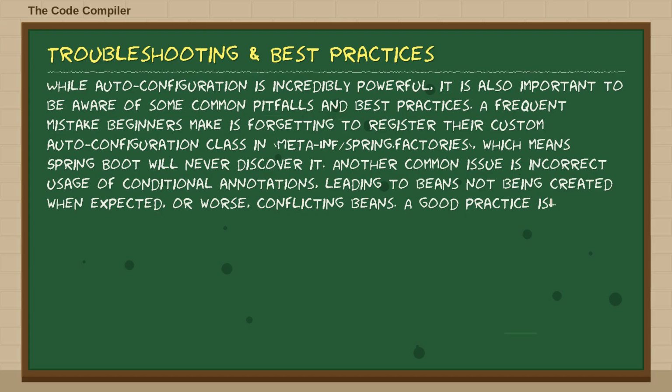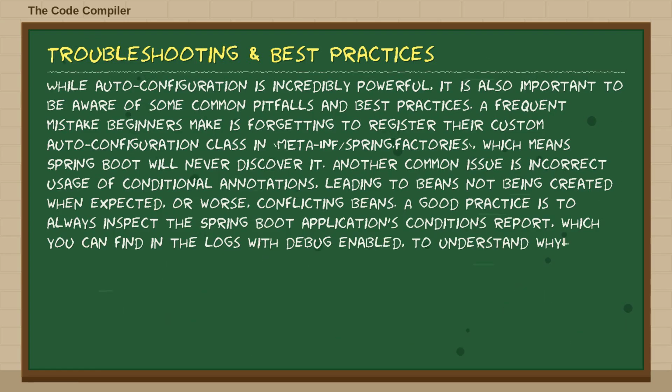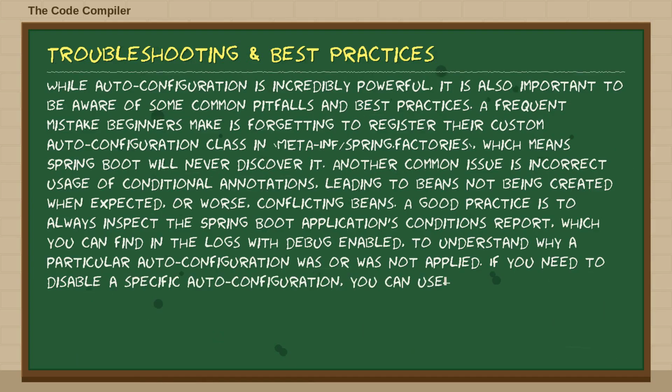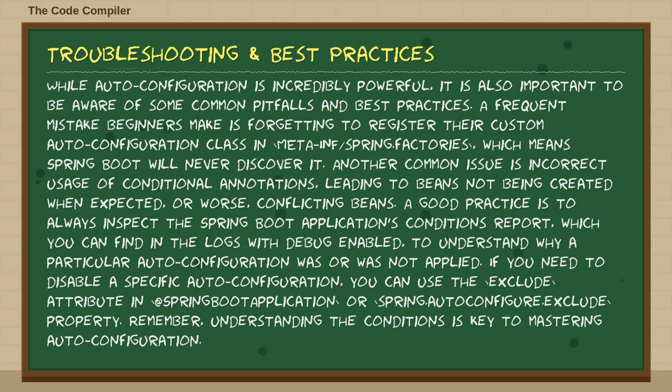A good practice is to always inspect the Spring Boot application's conditions report, which you can find in the logs with debug enabled, to understand why a particular auto-configuration was or was not applied. If you need to disable a specific auto-configuration, you can use the exclude attribute in @SpringBootApplication or the spring.autoconfigure.exclude property. Remember, understanding the conditions is key to mastering auto-configuration.